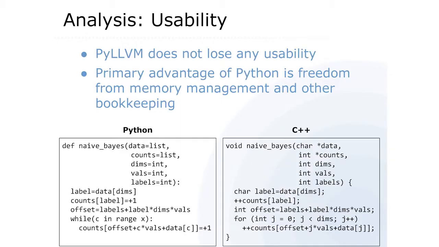So for usability, as you can see on the left and on the right, they look almost identical, which is a pretty big win for us because it's not like Python can remove steps from your mathematical algorithm, but it can free you from worrying about memory management.